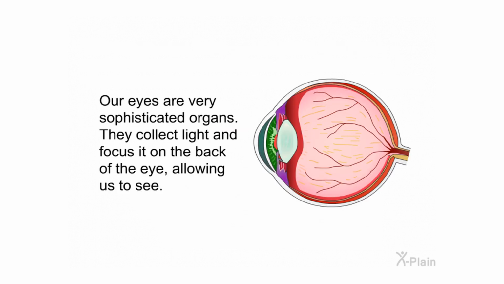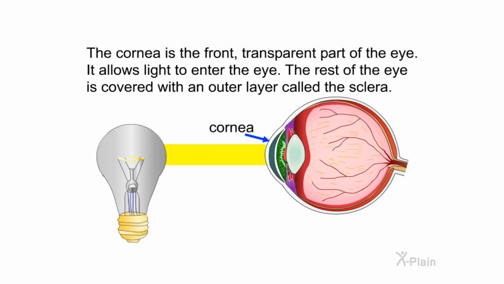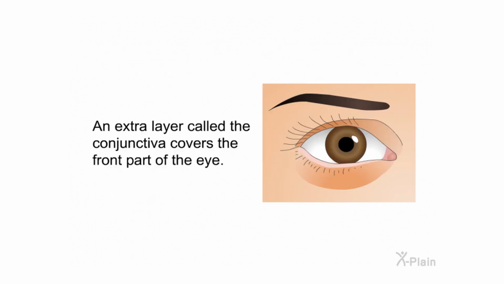The eye. Our eyes are very sophisticated organs. They collect light and focus it on the back of the eye, allowing us to see. The cornea is the front, transparent part of the eye. It allows light to enter the eye. The rest of the eye is covered with an outer layer called the sclera. An extra layer called the conjunctiva covers the front part of the eye.